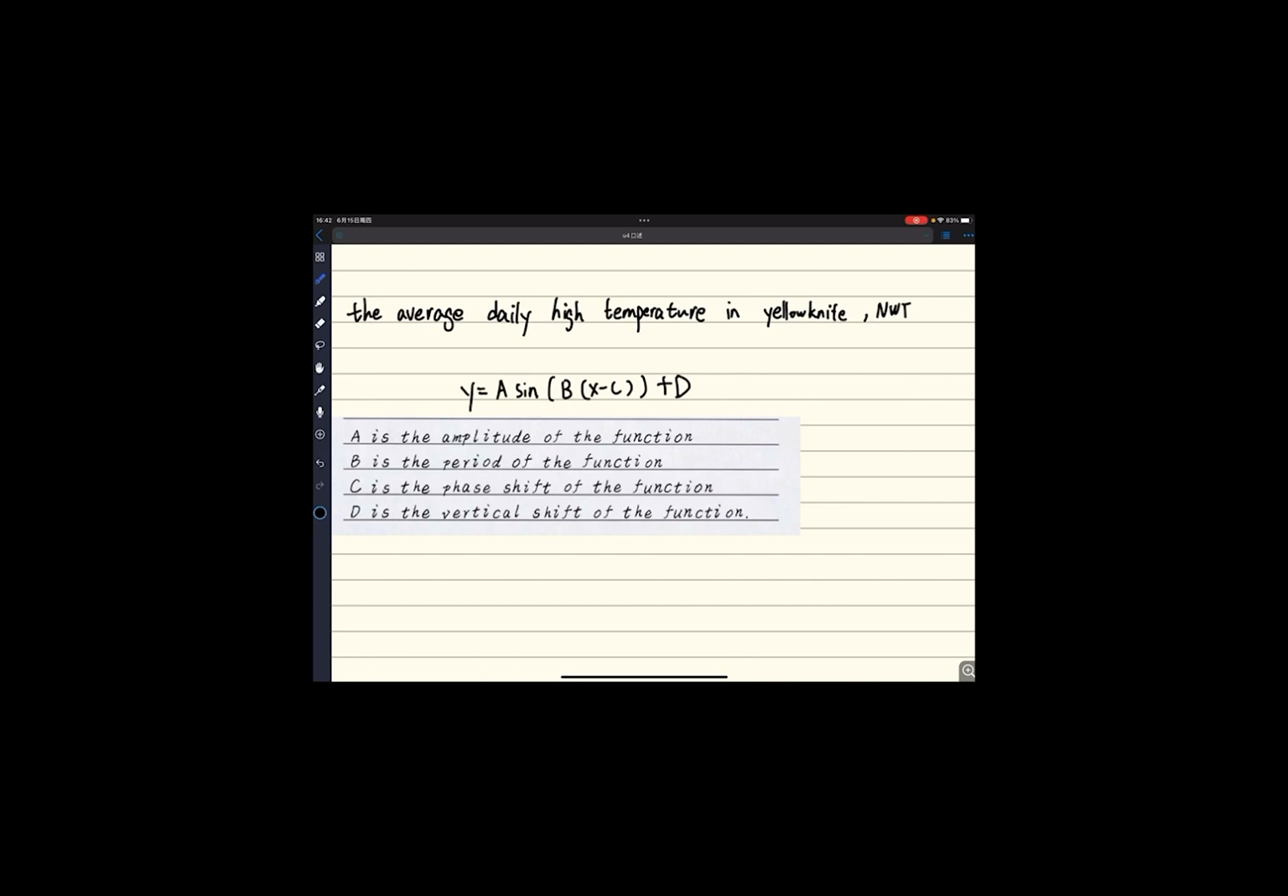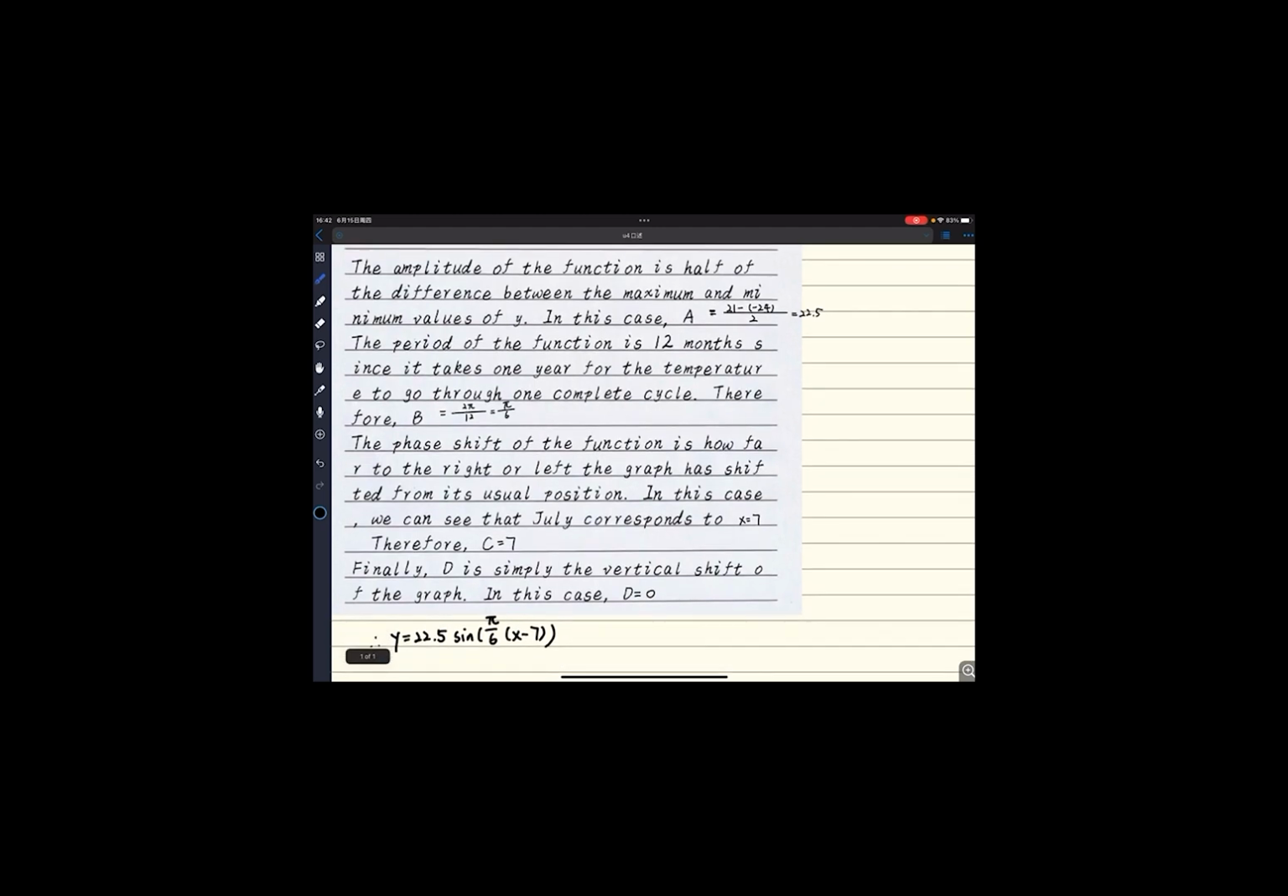Now let's calculate them. The amplitude of the function is half of the difference between the maximum and minimum values of y. In this case, a equals 22.5. The period of the function is 12 months, since it takes 1 year for the temperature to go through one complete cycle. Therefore, b equals pi divided by 6.